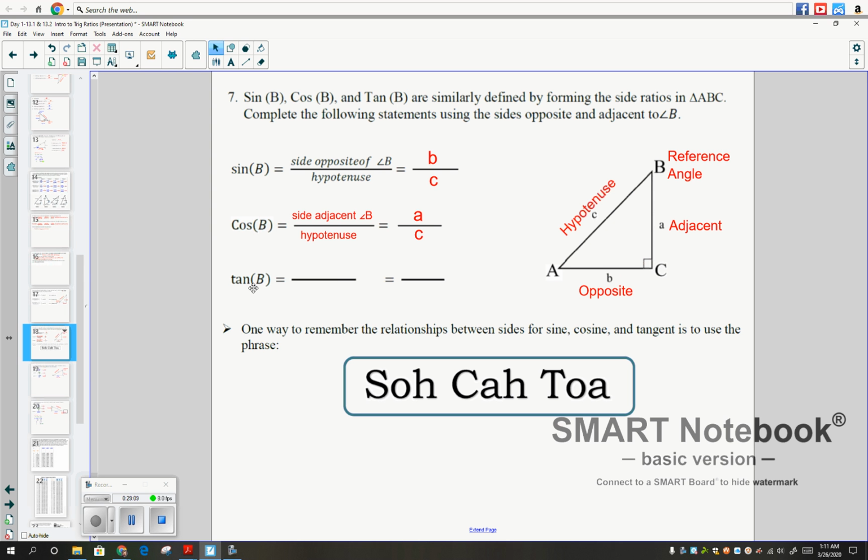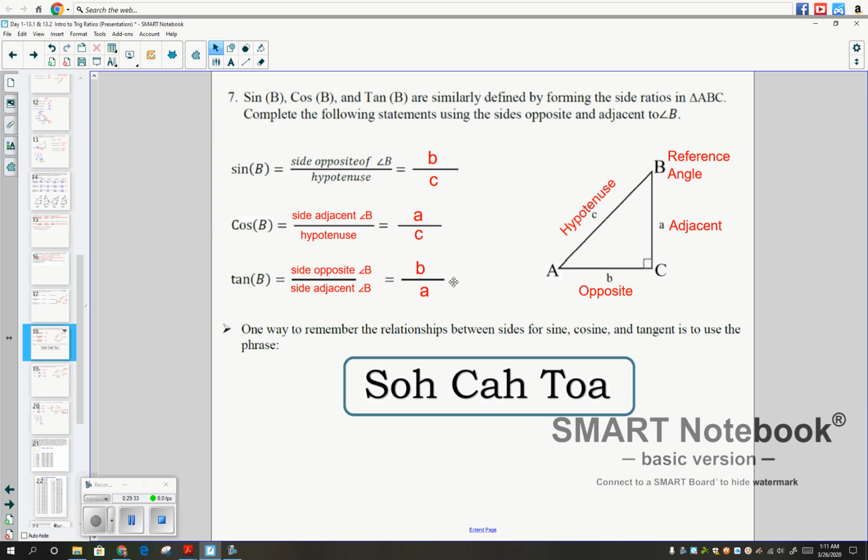Tangent up above was the opposite over the adjacent. The opposite leg over the adjacent leg. Well, tangent of angle B then is going to be the side opposite of angle B over the side that is adjacent to angle B. Remember, side meaning leg. Side B here is opposite. Side A is adjacent, so it's the ratio of B over A in this case.